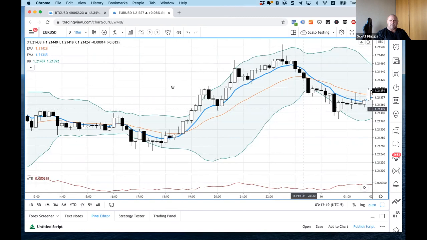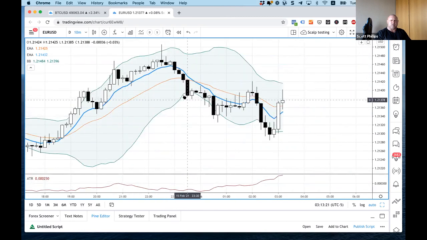We've been through this one, and let's look at this one because it's a little bit weird. So we touched the lower Bollinger. We have a new lower low, but not a lower close. And we need a single bar with a lower low than this candle and a lower close than this candle, which we get here. We start trending down here.